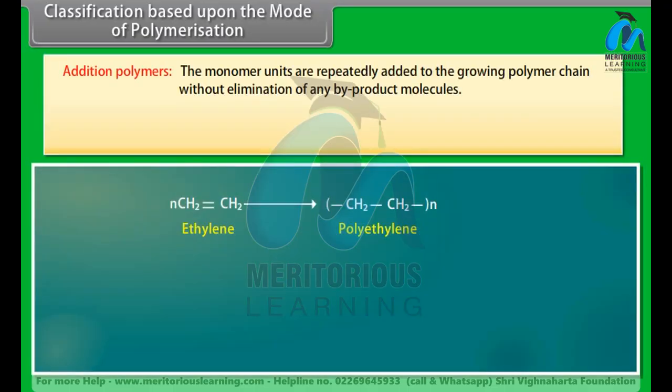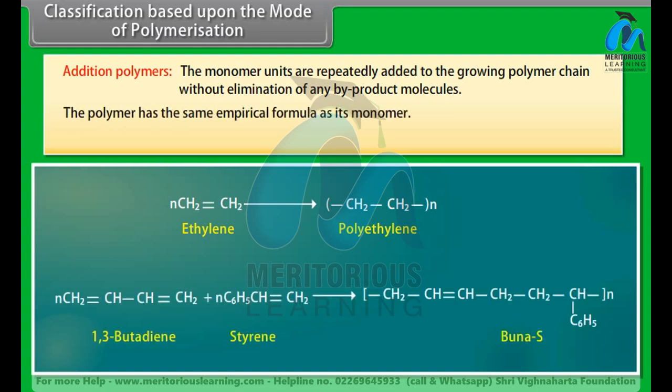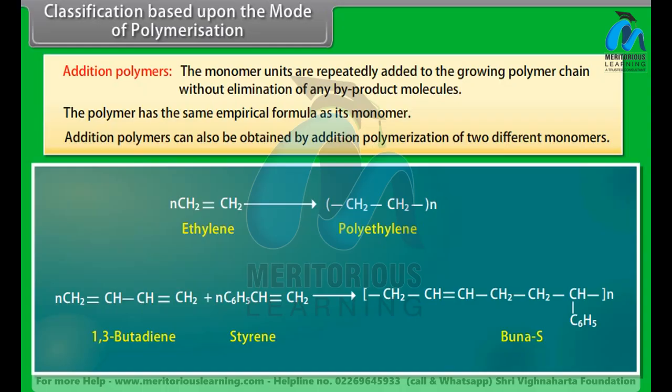Addition polymers. The monomer units are repeatedly added to the growing polymer chain without elimination of any byproduct molecules. The polymer has the same empirical formula as its monomer. The monomers are unsaturated compounds, usually derivatives of ethylene. For example, polyethylene. Addition polymers can also be obtained by addition polymerization of two different monomers. For example, Vighnaharta.